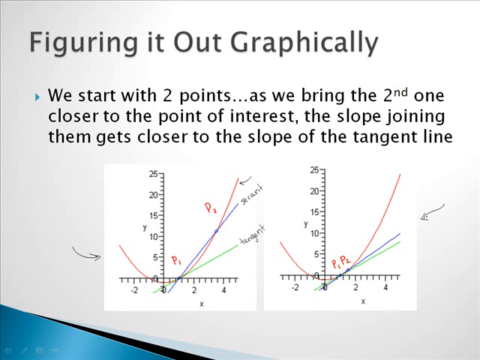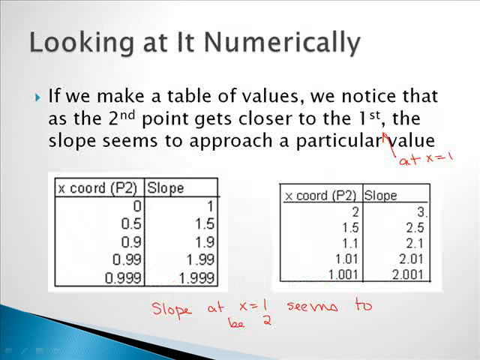So in the diagram on the right, we see that P1 and P2 are much closer together, and indeed, the slope of the blue line, the secant line, is much closer to the slope of the green line, the tangent line. So the idea would then be to bring P2 as close as possible to P1 and consider what happens as you do that. So now let's consider this same problem numerically.